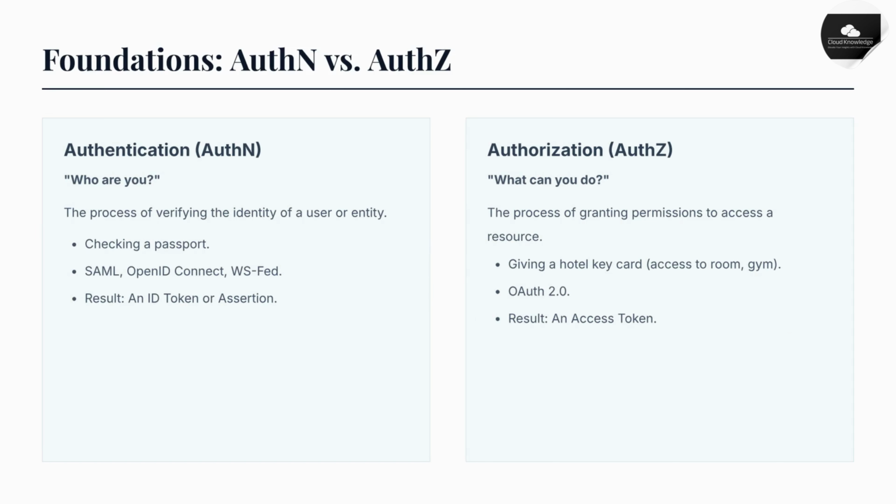Authentication, or AuthN, verifies who you are. Protocols like SAML and OpenID Connect handle this, resulting in an ID token. Authorization, or AuthZ, determines what you can do, and OAuth 2.0 is the main protocol for this, resulting in an access token.